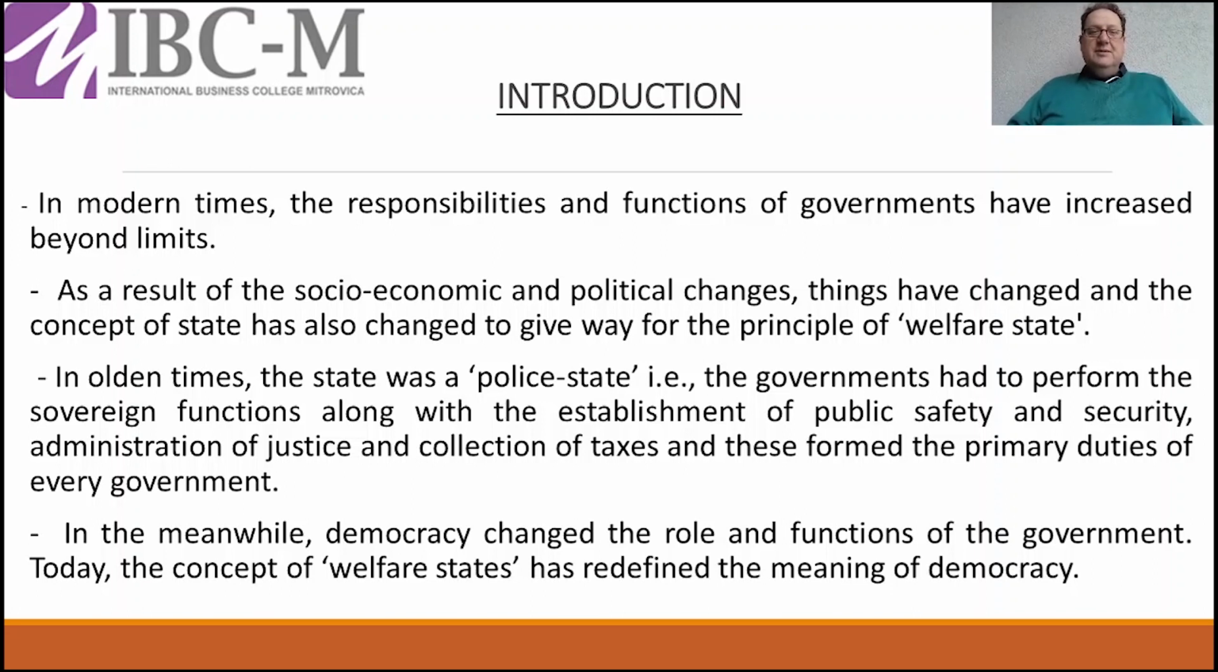In modern times, the responsibility and functions of the government have increased beyond the limits. It was not the case in the past. As a result of socioeconomic and political changes, things have changed, and the concept of state has also changed to give way to the principle of the welfare state.